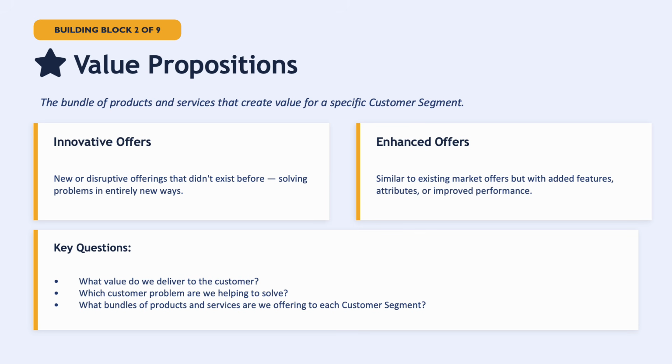Value propositions tend to fall into two areas. The first is innovation. You're offering something that did not exist before, something genuinely disruptive that solves the problem in entirely new ways. Think about what the iPhone did to the phone market or what Airbnb did to the hospitality industry. The second is enhancement. You take what already exists and you do it better, faster, or cheaper. This is what most businesses do. You don't have to reinvent the wheel, you just have to make a better one.